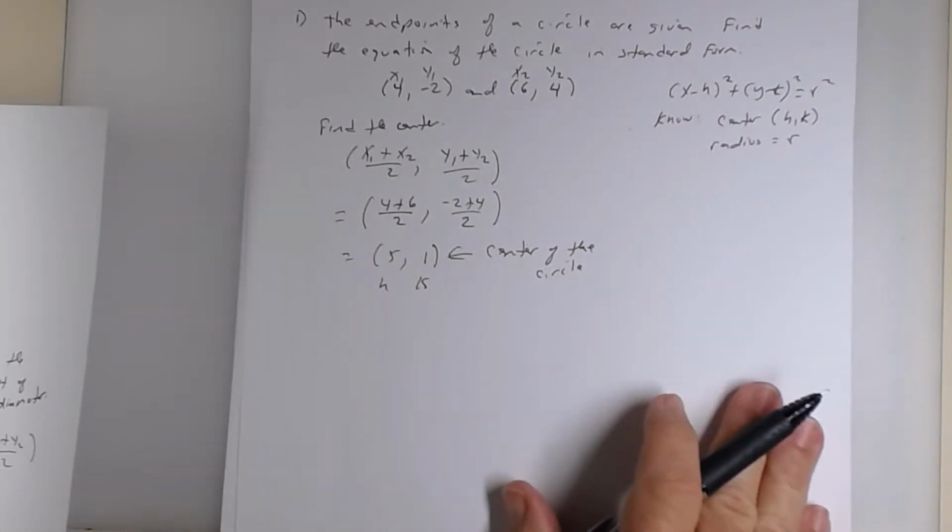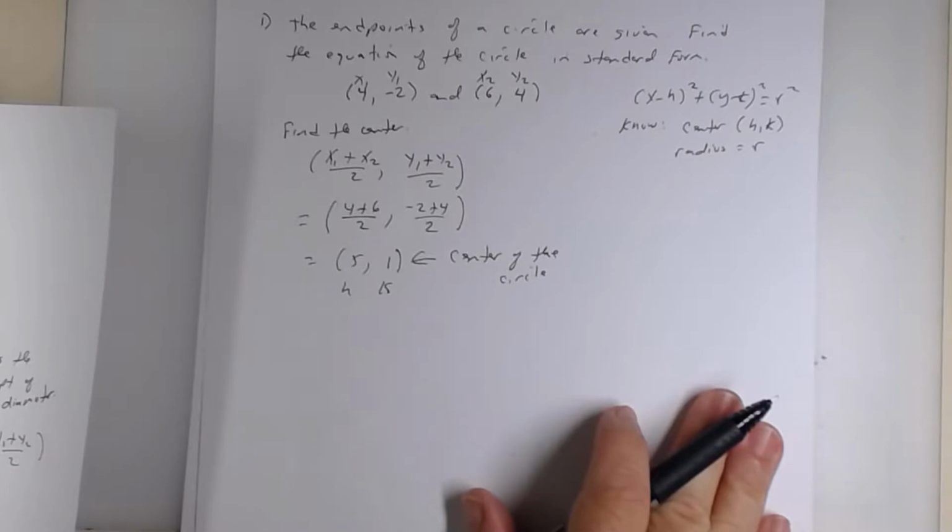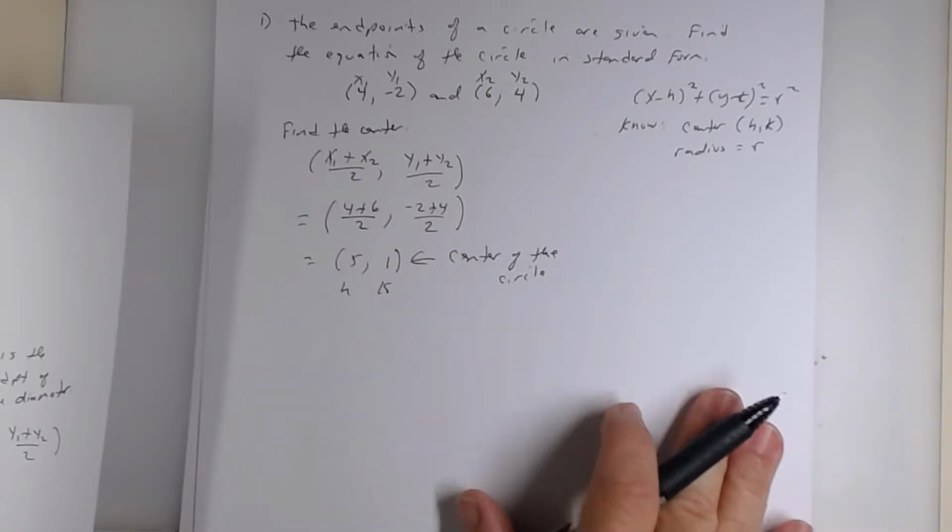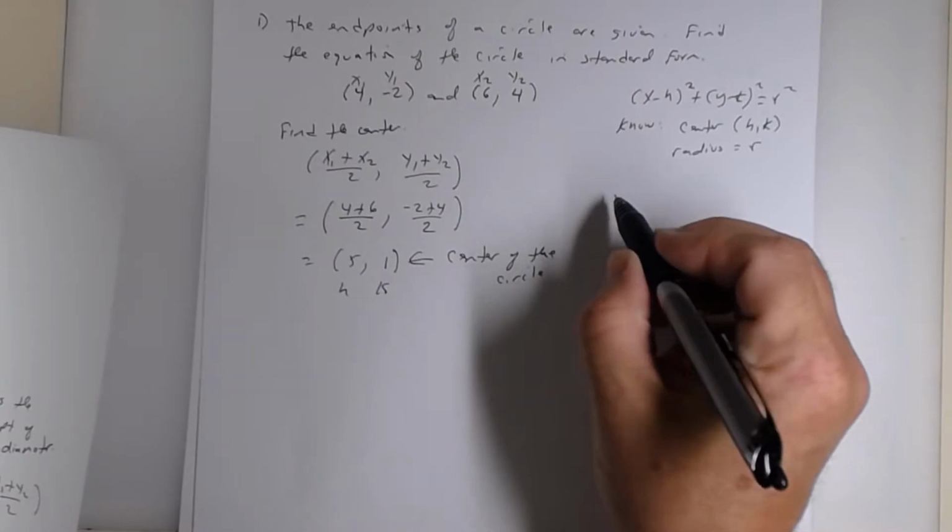All right. Now, what else do I need to find? The radius. Distance formula? You're going to use the distance formula. Very good. Now, there are a couple ways you can do this. So to find the radius, you have to use the distance formula.